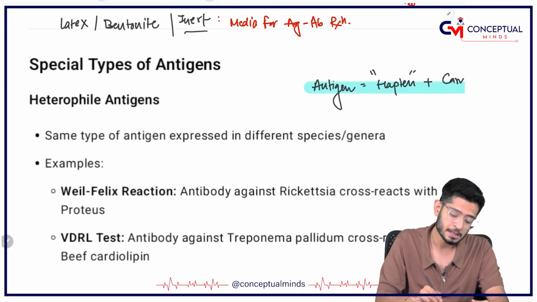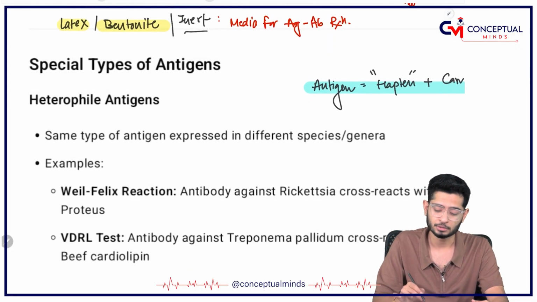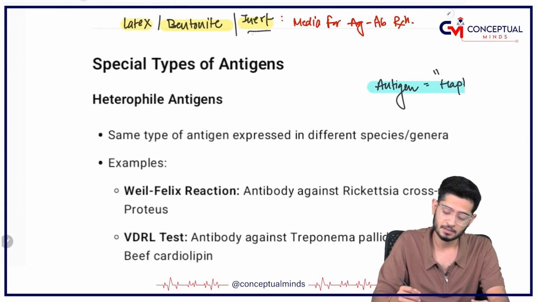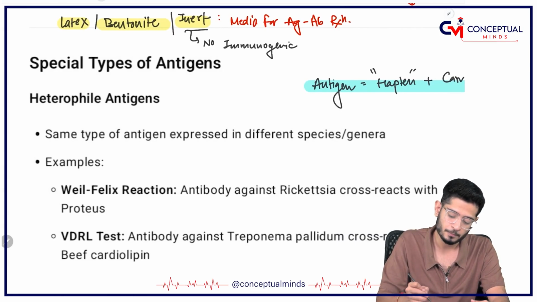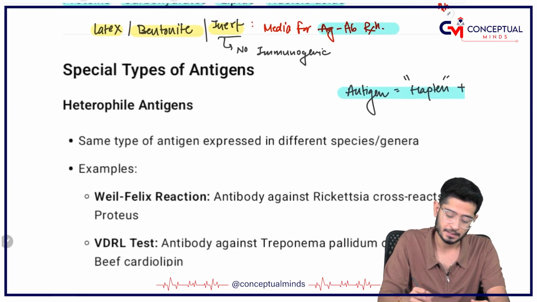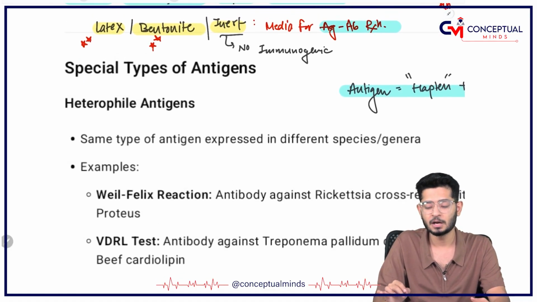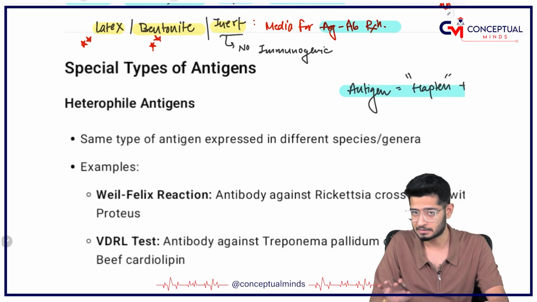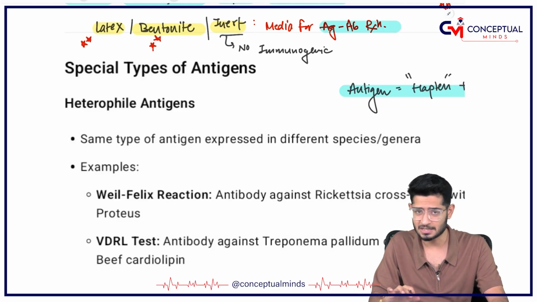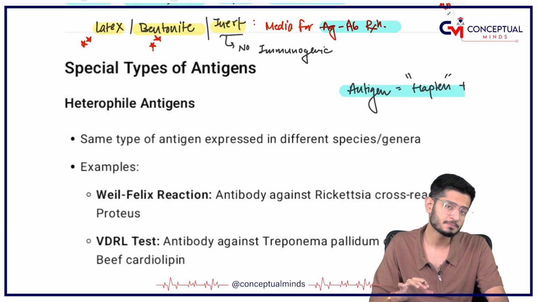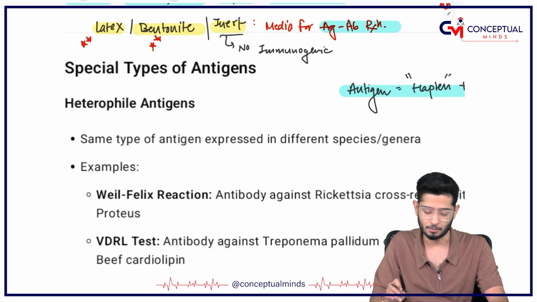Remember, latex as well as bentonite are both inert substances. That means they have no immunogenicity, so they are not immunogenic. Then why are these important? Because in order to perform the antigen antibody reactions, we use either the latex media or the bentonite media. They are used because they themselves are inert and can't produce any antigenic response. That's why we use these materials for performing the antigen antibody reaction.